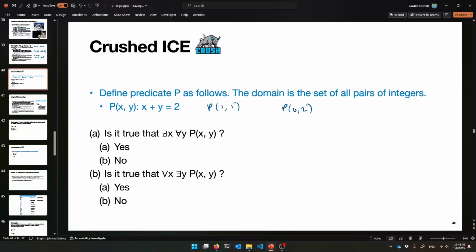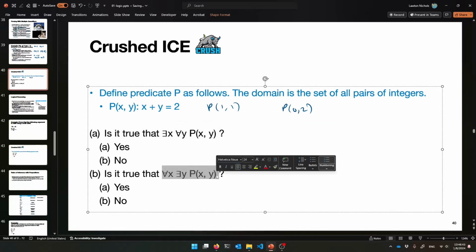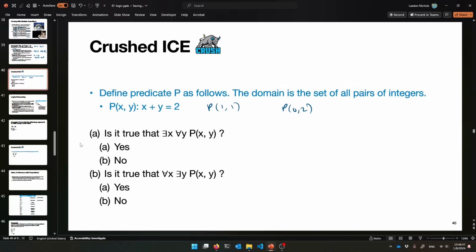All right, now try these. Is it true that there exists an x such that for all y, P of x,y is true? And is it true that for all x, there exists a y such that P of x,y is true? You might have a hard time with one of these and not the other. Okay, so give those both a try, and then we'll have fun with it.